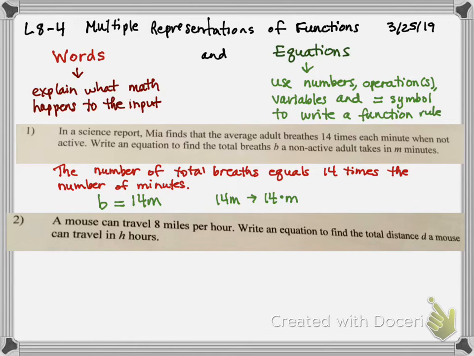So really the big part of what I'm going to talk about is in that second sentence. Write an equation to find the total distance D a mouse can travel in 8 hours. So in words, the total distance equals 8 times the number of hours.